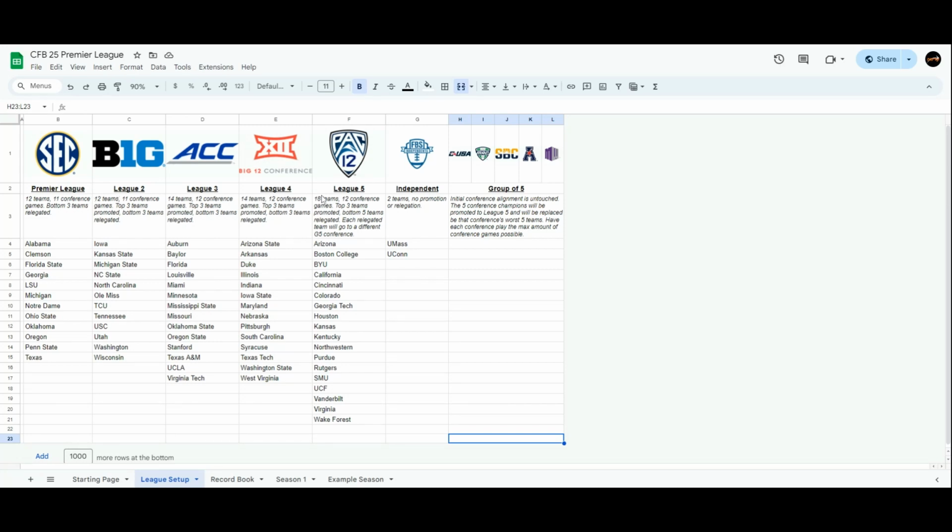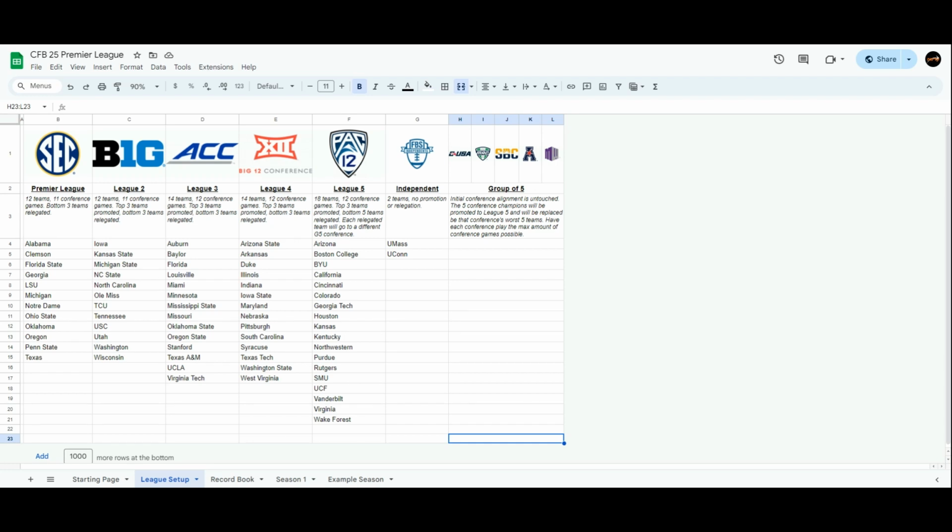The key thing with understanding a promotion and relegation system is that these leagues are separate. A lot of times we look at all of the Power 5 teams as just one big conglomerate that are all fighting for the national championship, and I feel like if we're working in a promotion and relegation system, we need to move away from the thinking that the national championship is the be all end all of the season.